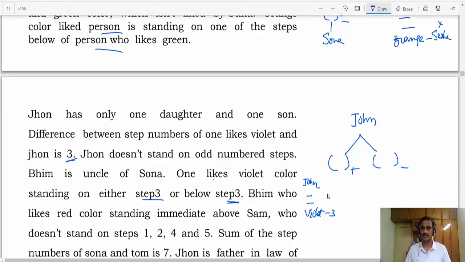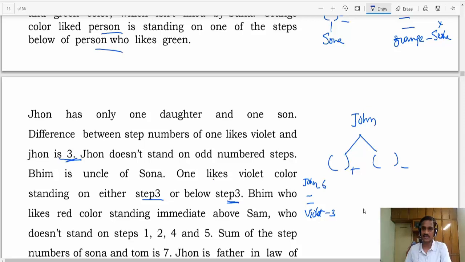Now here, if it is 3, this is 6. 6 minus 3 is 3, that works. The difference between step numbers of the one who likes Violet and John is 3. Now this is 3 and this is 6. 6 minus 3 is 3. If John is 5, here it is 2. If John is 4, here it is 1. Hence Violet must be either 3, 2 or 1.